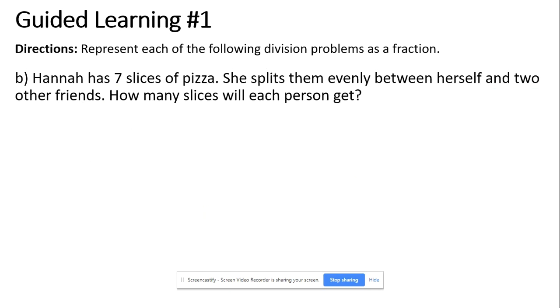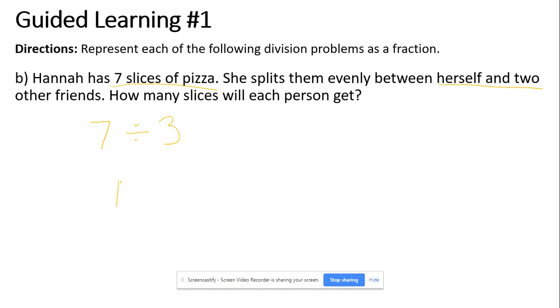Let's try the same thing for part B. Hannah has 7 slices of pizza. She splits them evenly between herself and 2 other friends, so a total of 3 people. How many slices will each person get? Well, now that I've read it, I know that we're dividing again. 7 divided by 3. So let's see, 7 divided by 3.